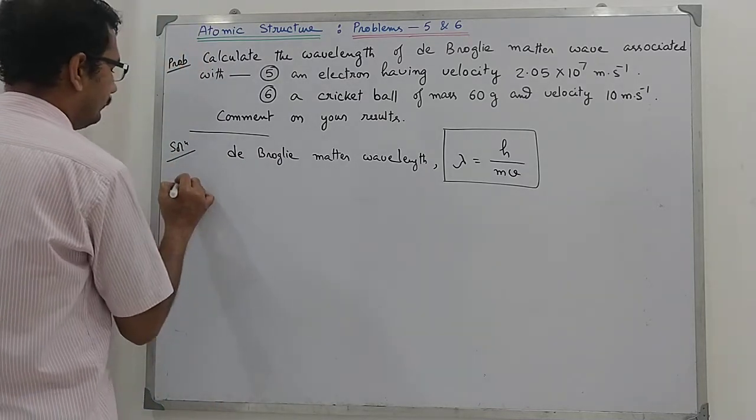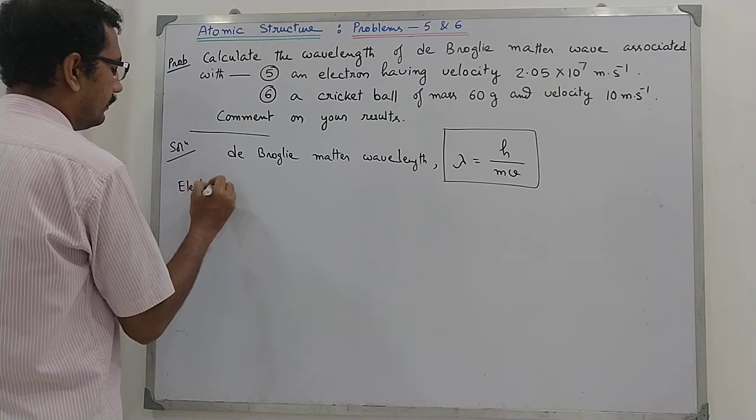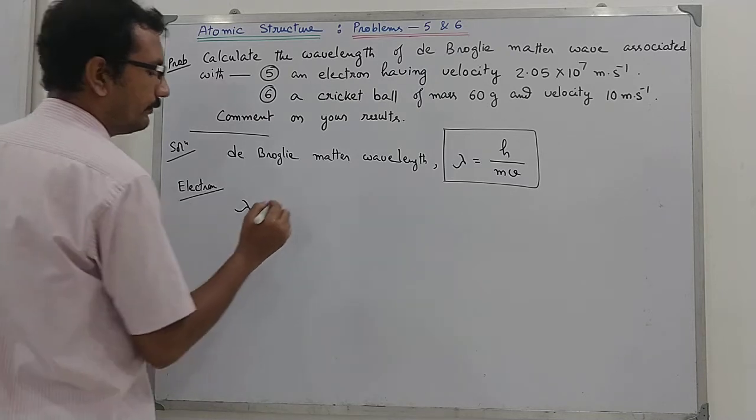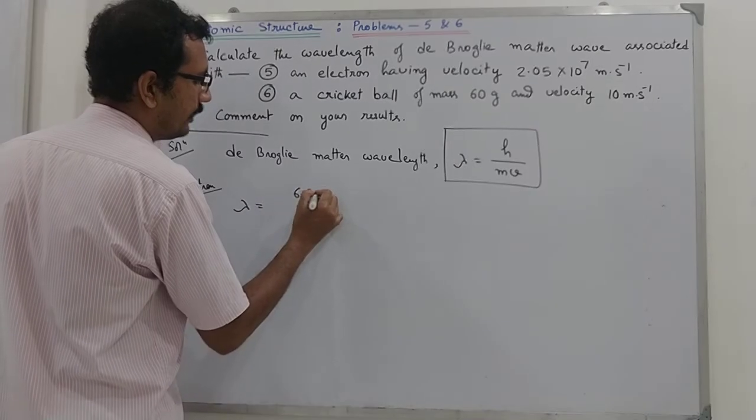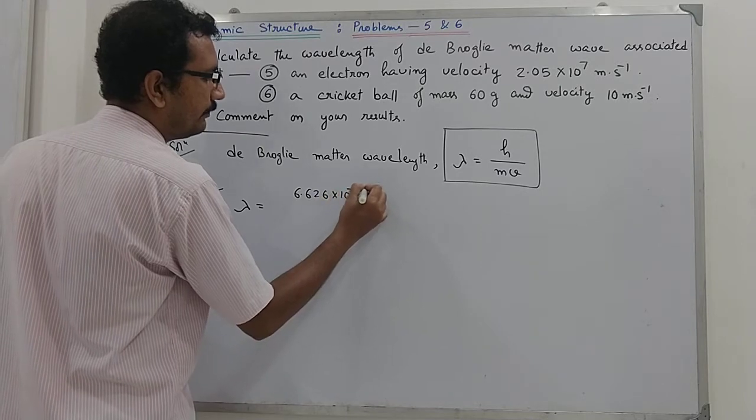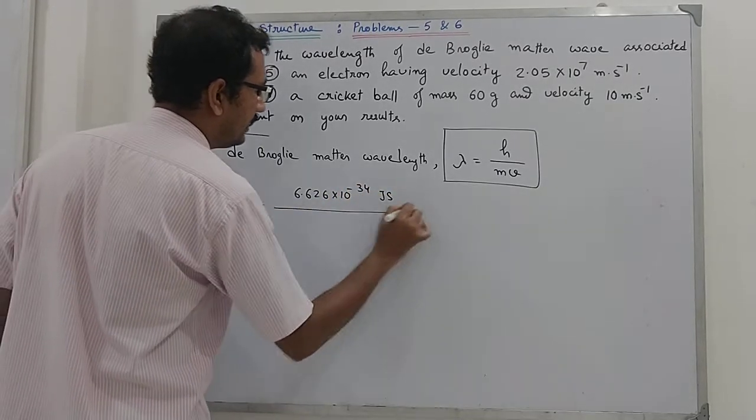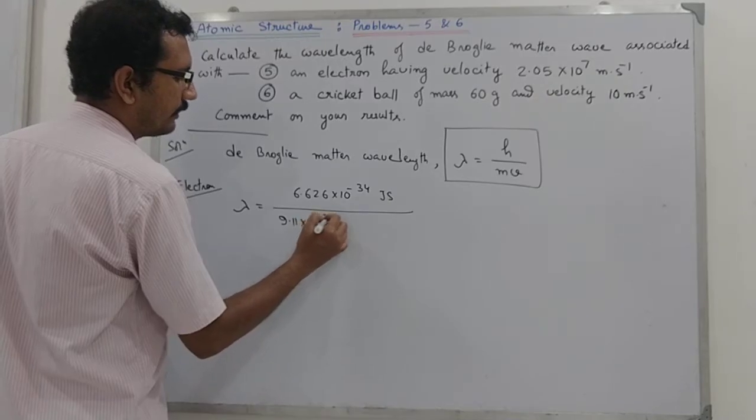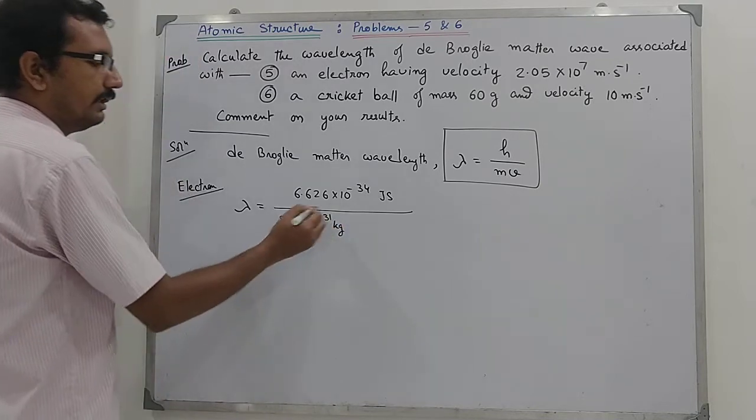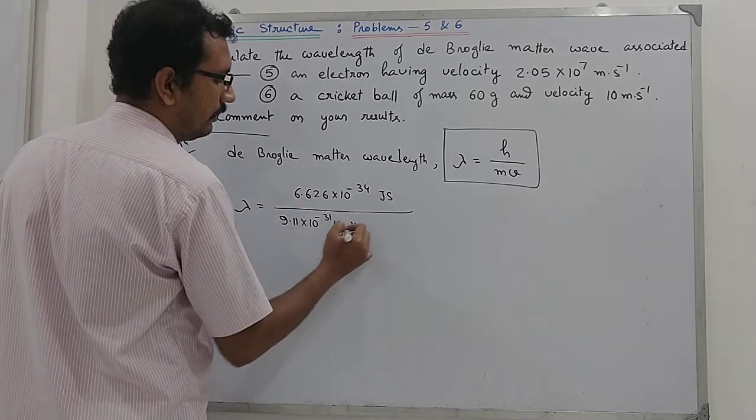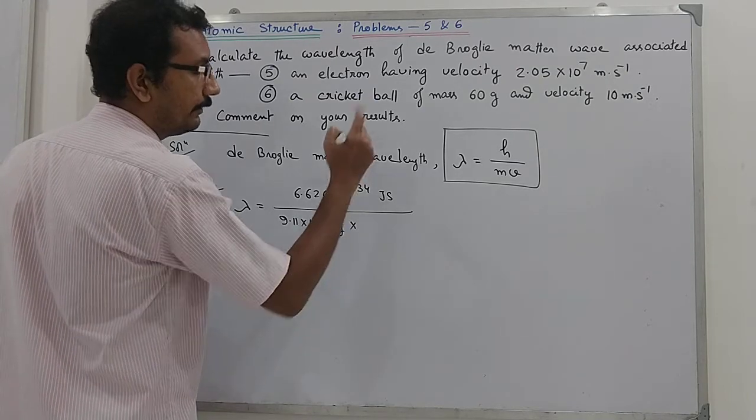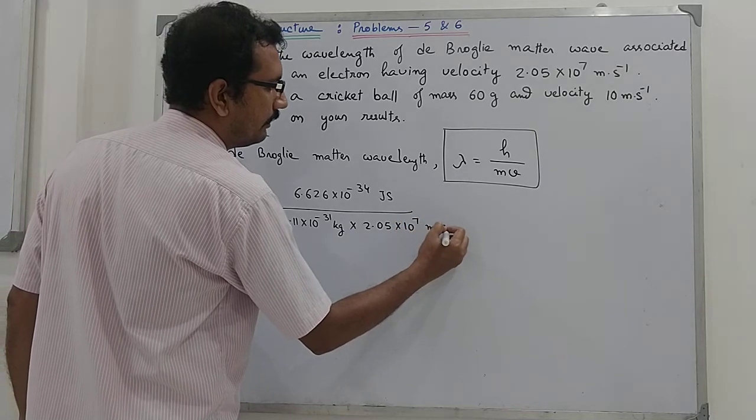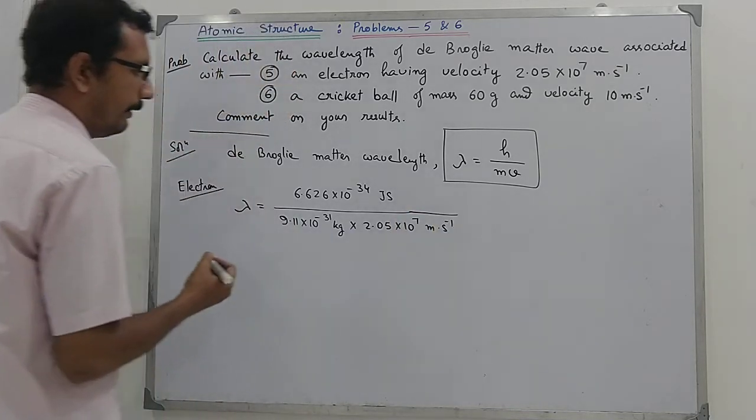Now for the electron, let us calculate it for the electron first. So for the electron, lambda equals h, which is 6.626 into 10 to the power minus 34 joule second is the unit. Mass of an electron is 9.11 into 10 to the power minus 31 kg. We have to put kg here, and velocity is 2.05 into 10 to the power 7 meter per second.